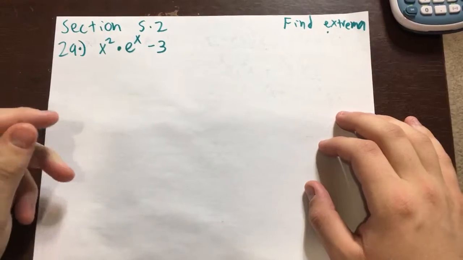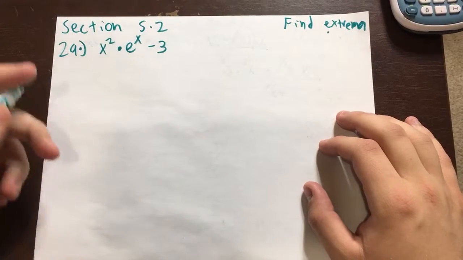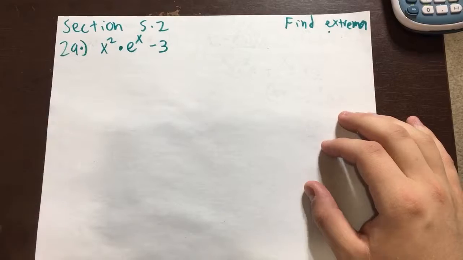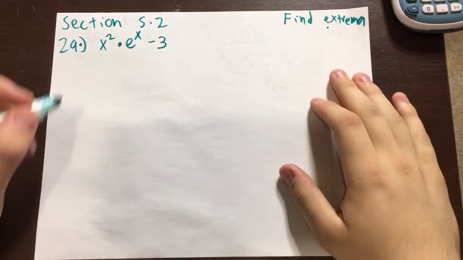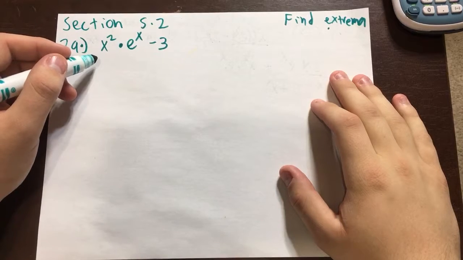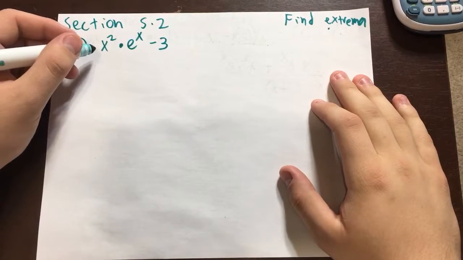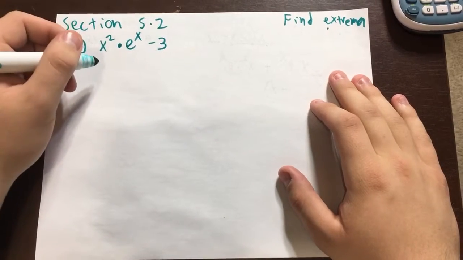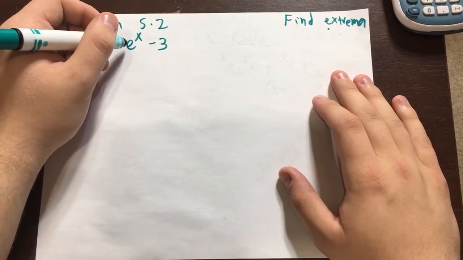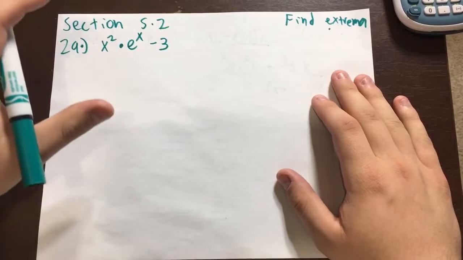Okay, so for section 5.2, question number 29, it's x squared times e to the x minus 3. So we're going to be using the product rule for this, which basically means we're going to take the derivative of x squared times e to the x minus 3, and then just the derivative of e to the x, and then the whole thing. Let me show you.